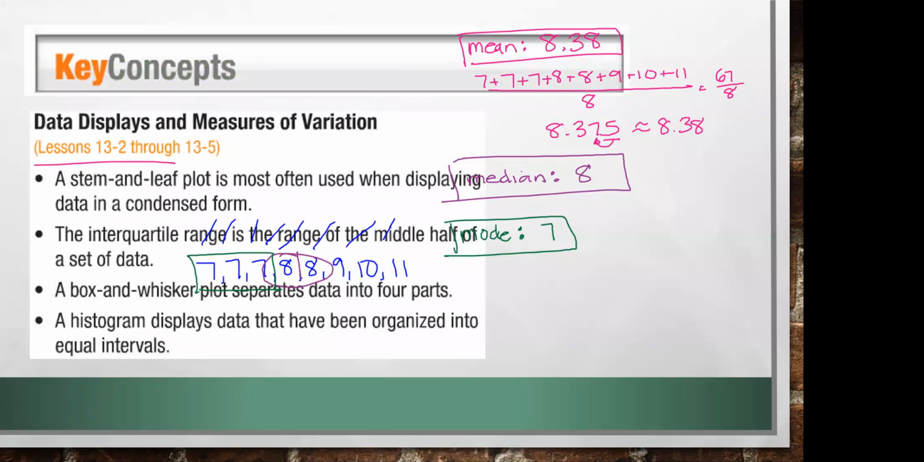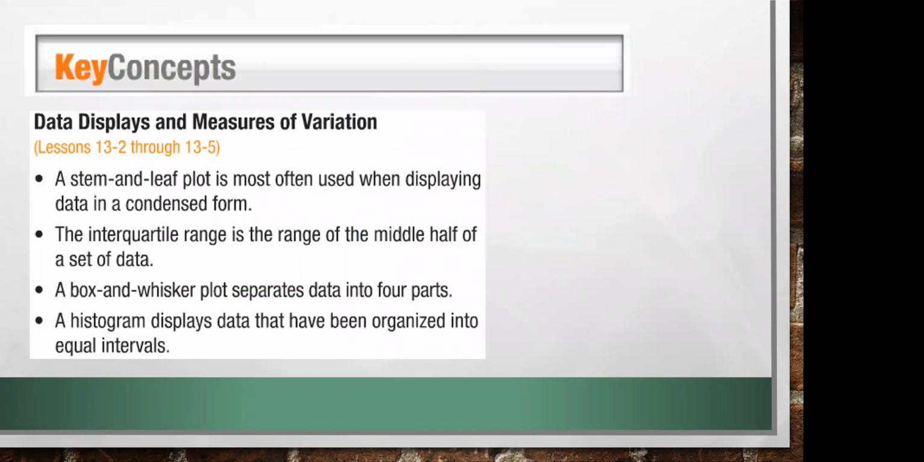All right, and then the next couple sections talk about data displays and measures of variation. So it talks about stem and leaf plot. The interquartile range is the range of the middle half of a set of data. And it talks about box and whisker plot, and that separates the data into 4 parts. And then also histograms, those display data that have been organized into equal intervals.